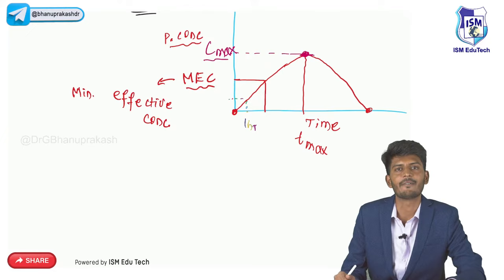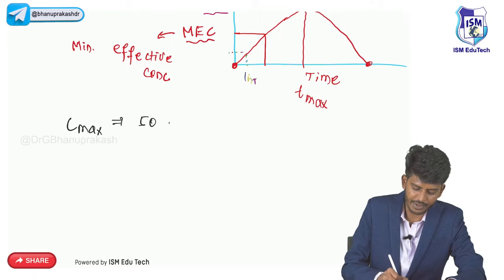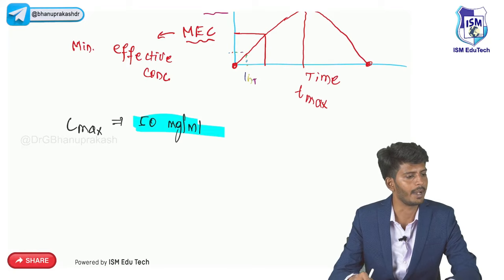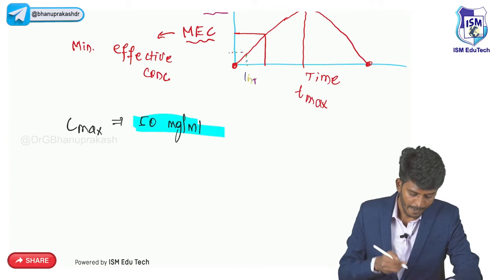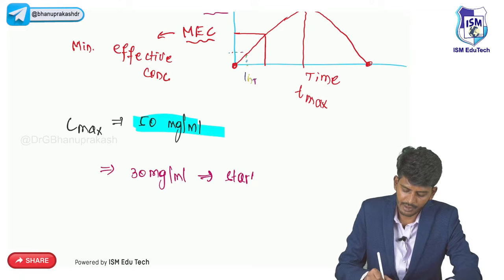So, listen to me. For example, the Cmax of a drug is 50 mg/mL. Let's consider a random drug, random number. The maximum concentration, how much it can go? 50 mg/mL. Very good. Now, listen to me here. Maximum is 50, but the concentration of 30 mg/mL itself starts the action. Now, what do I mean by this?